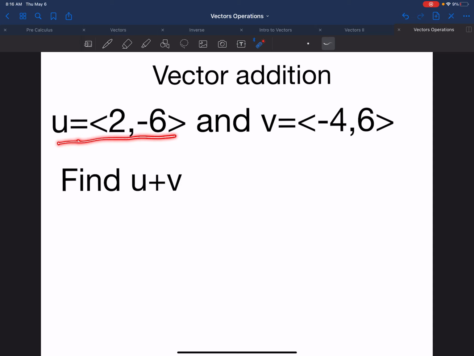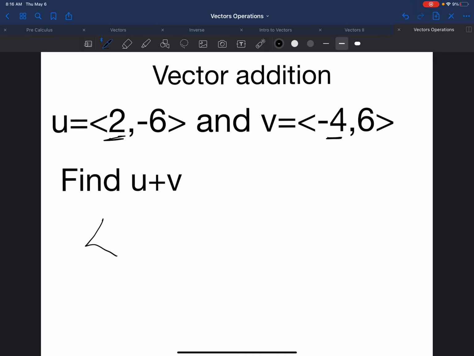We have vector u, which is equal to the vector 2, -6. And then we have vector v, which is -4, 6. We are trying to find the addition of both of those vectors, so we're finding u plus v. Doing this is very simple. All you have to do is add the first component plus the first component.